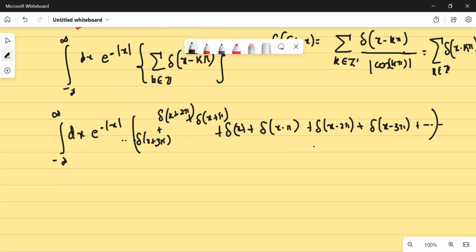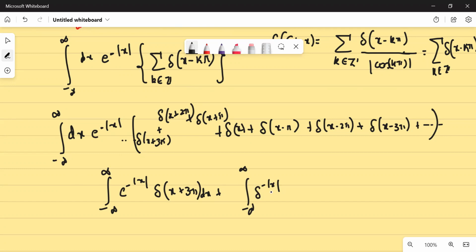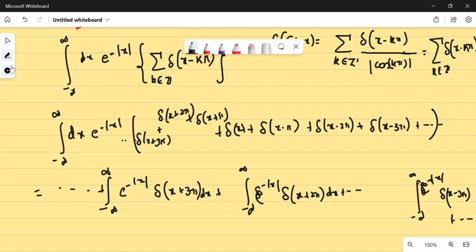Okay. Are you getting my point? Did you understand this? So overall, what we are getting is the integral from minus infinity to infinity, writing dx at the back, of e to the power minus modulus of x, Dirac of x plus 3 pi dx. Then you have plus the integral from minus infinity to plus infinity of e to the power minus modulus of x, Dirac of x plus 2 pi dx. And all these things, the integral from minus infinity to plus infinity of e to the power minus modulus of x, Dirac of x minus 3 pi, and this will be an infinite series from here, and an infinite series from here. Is that clear?